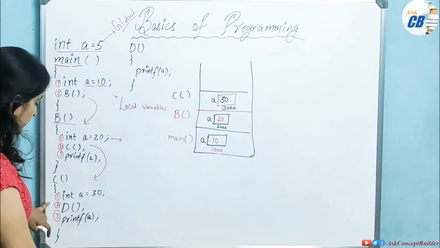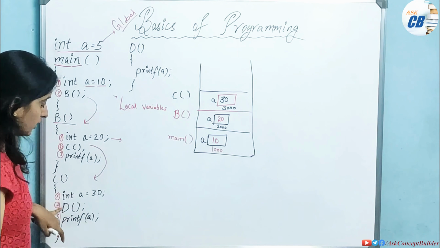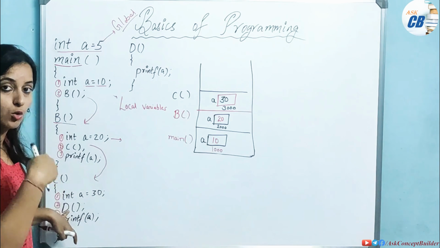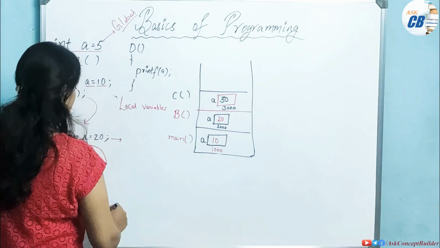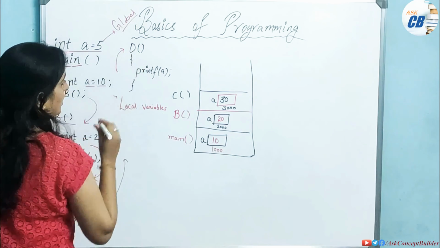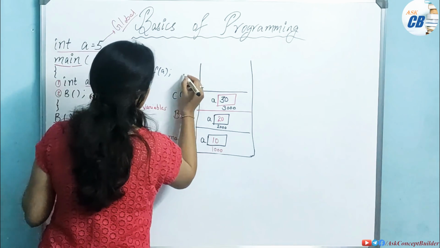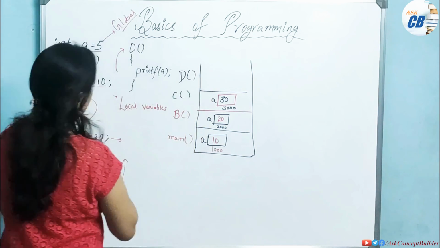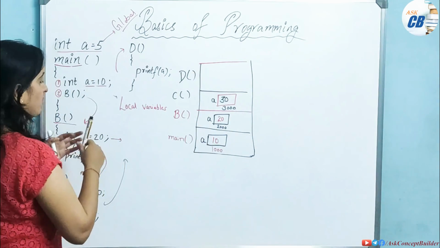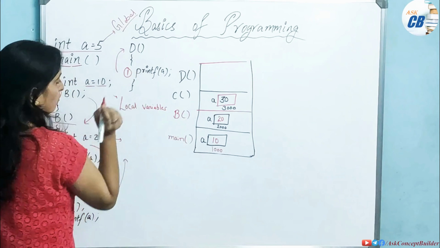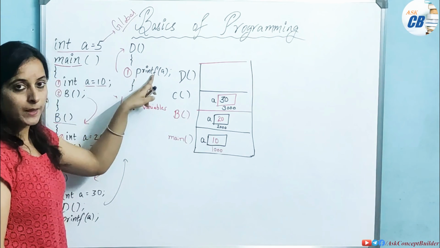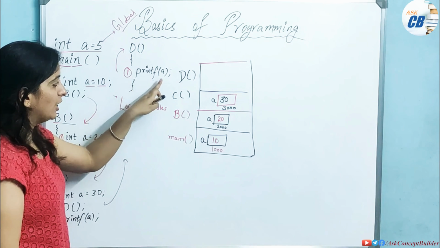Now we come to the second statement. The second statement is calling a D function. Now we have to go to the D function. So where is the D function? The execution will go from here to the D function. Again, when we are calling this D function, a memory will be allocated here for this D function. To complete this D function, we have to execute all the statements. The statement present here is printf a, so we have to print the value of a.